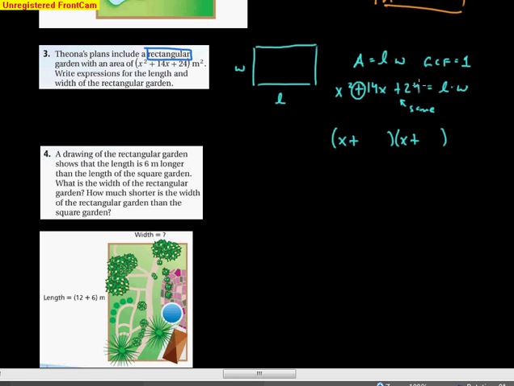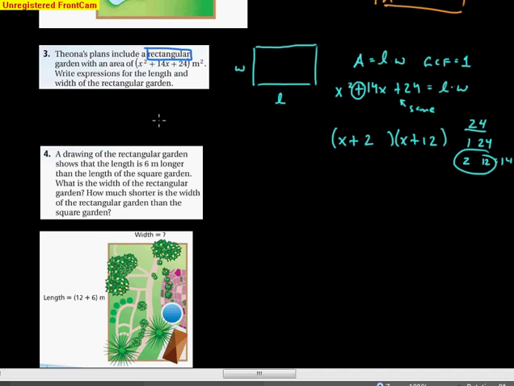And now I'm looking for the factors of 24 that add to 14. 24 is 1 and 24. That's 25. 2 and 12. There we go. There's my 14. My magic numbers are 2 and 12.